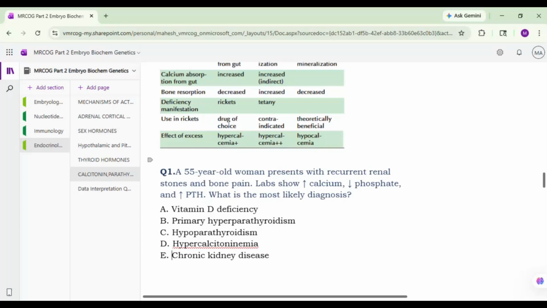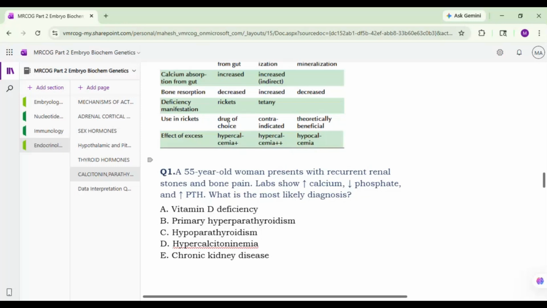Yes, sir. A 55-year-old woman presents with recurrent renal stones and bone pain. Lab shows increased calcium level, decreased phosphate level, and increased PTH level. What is the most likely diagnosis? Vitamin D deficiency, primary hyperparathyroidism, hypoparathyroidism, hypercalcitoninemia, chronic kidney disease. Sir, option B, primary hyperparathyroidism.